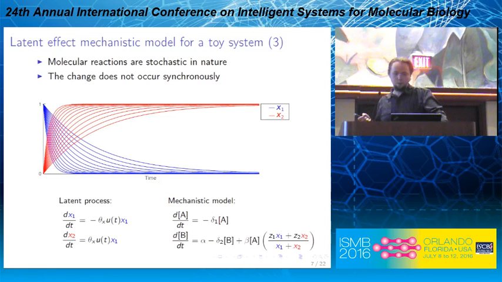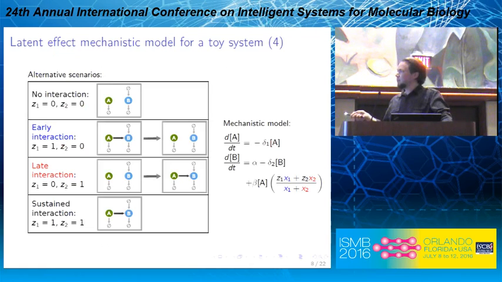Now that we have the traditional ODE model, we can construct the latent effect mechanistic model by coupling the latent process with the ODE model. The coupling is done by using this kind of weighting function, which is coupled with the functional component which corresponds to the interaction between A and B. This weighting function has two binary parameters, Z1 and Z2, and they are the parameters that determine the structure of the model.